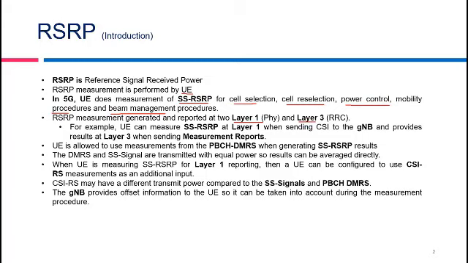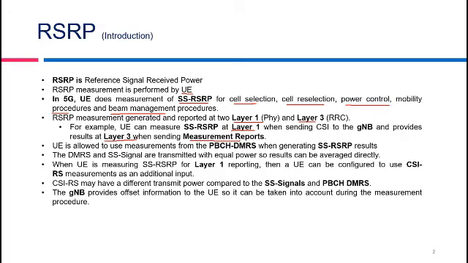For example, the UE can measure the SS-RSRP at layer 1 when it is sending the CSI reports. The CSI reports include the CQI measurements, the RI measurements, and other measurements which are related to layer 1. And the UE can provide the SS-RSRP measurement results at layer 3 when it is sending the measurement reports. And these measurement reports can be used for mobility procedures like handover and beam mobility.